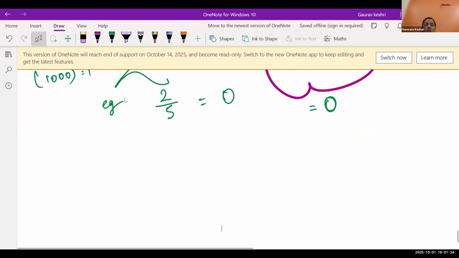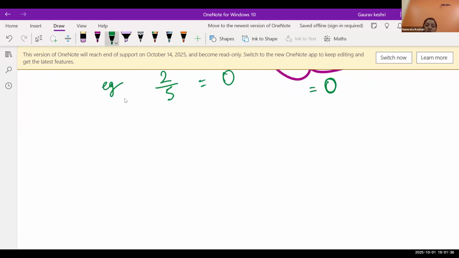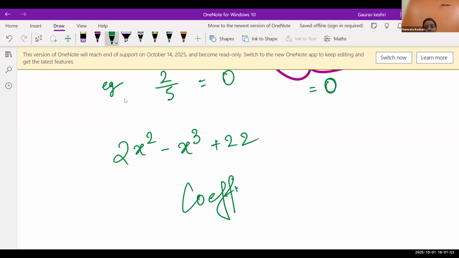Degree, you understand. Coefficient. Now tell me, if you have a polynomial, let's say 2x to the power 2 minus x cube plus 22, first tell me, what is the coefficient of x cube? Minus 1. Yes, Nikhil, do you know what it means? Coefficient means what?